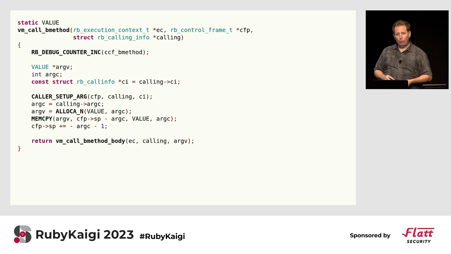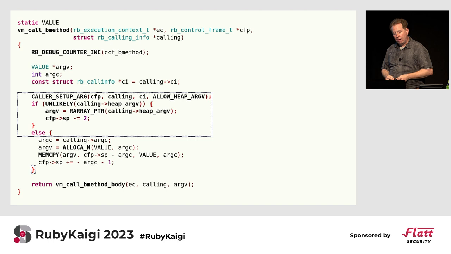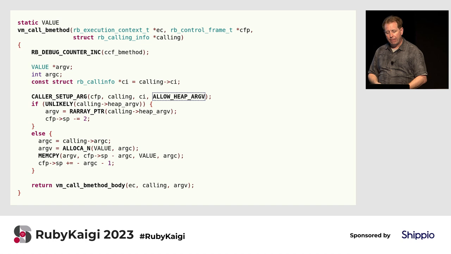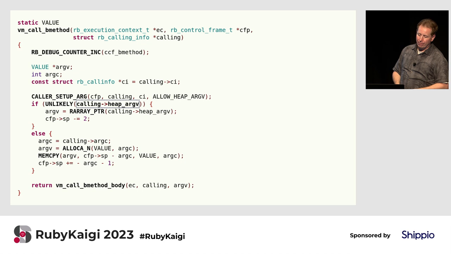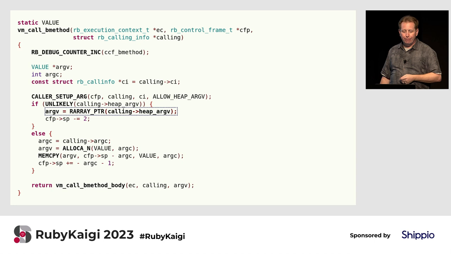Here are the changes needed. The first change is the addition of an argument to caller setup arg for whether it is safe to use a temporary array for arguments. Now, in this case, it is. If there was a temporary array created to handle a large argument splat, we get a pointer to the first element in that array.